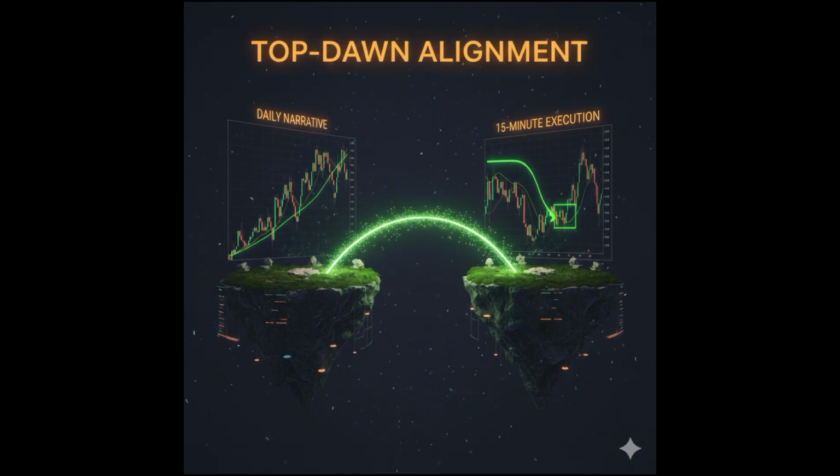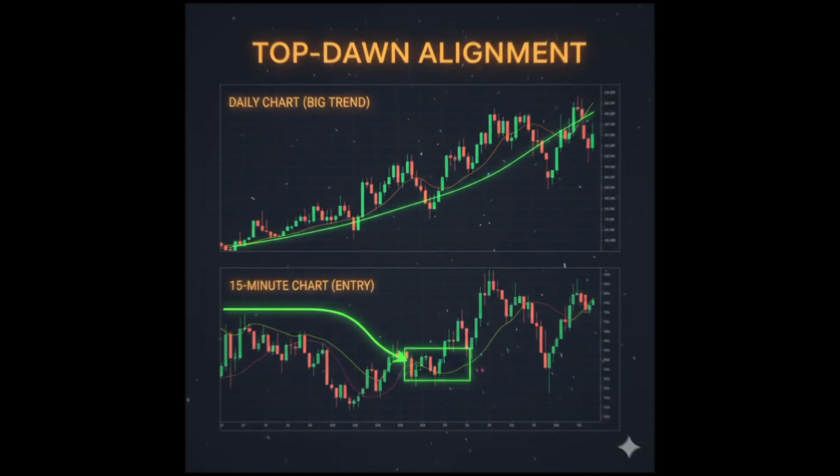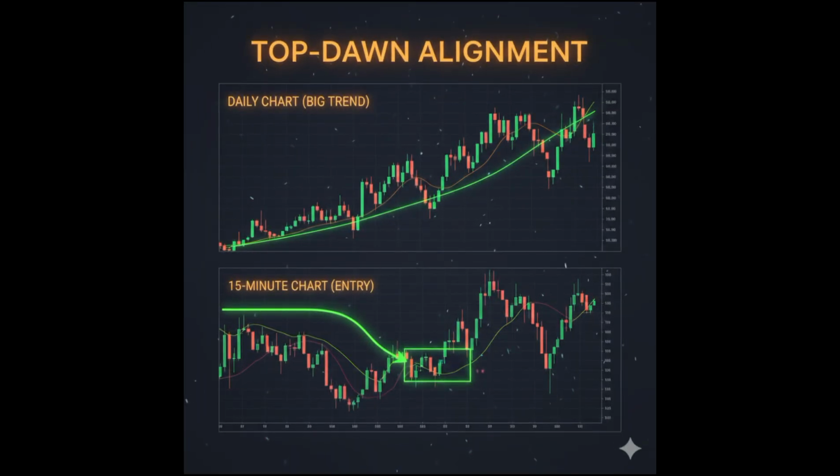The strategy. Alignment creates high-conviction trades. Here's the professional method. Step 1. Look at the daily chart. Identify where a major support or demand zone sits. This is your macro-level target zone. Step 2. Wait for price to approach that zone on the daily. Step 3. Once price is in the zone on the daily, drop down to the 15-minute chart.